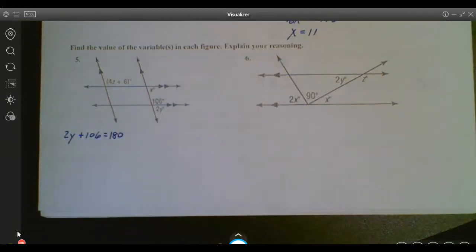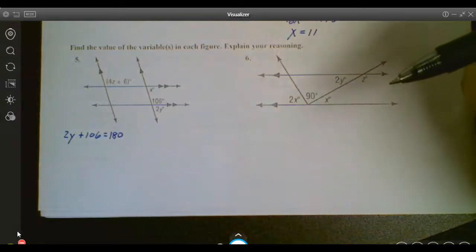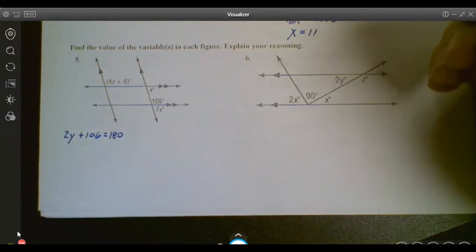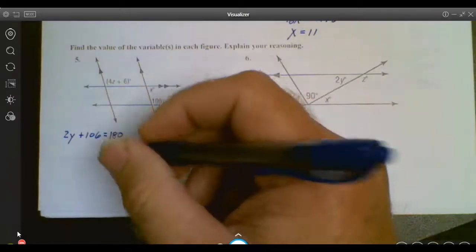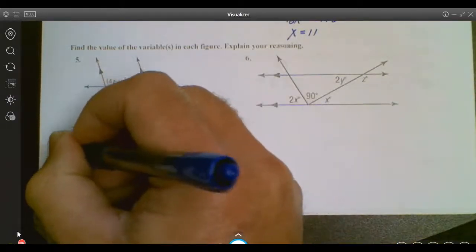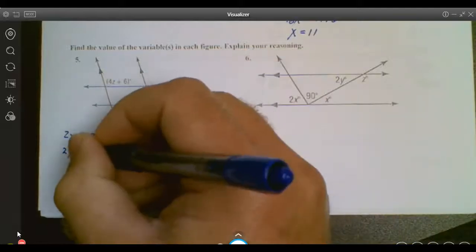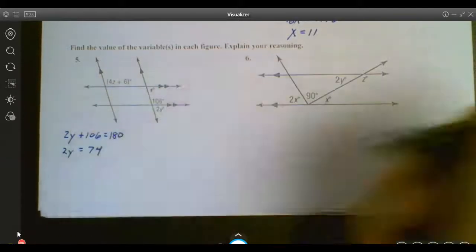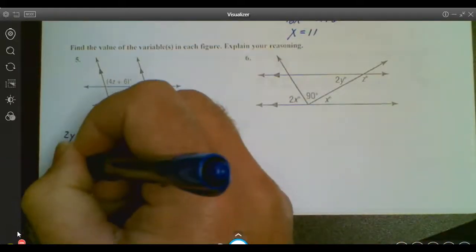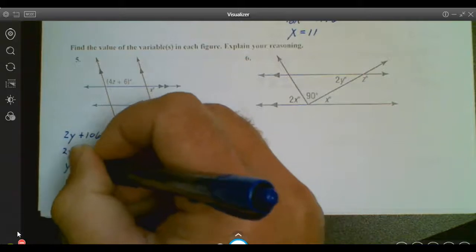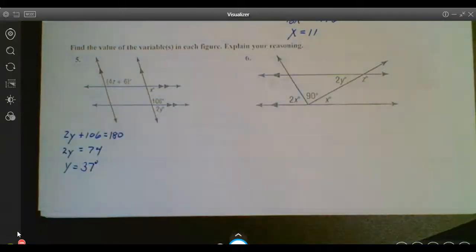And you could either say linear pair postulate, or you could say supplement theorem. That's what we learned at the end of chapter 2. That works. So there's actually a couple different reasons we can use at this point. So if we go on to solve for y, subtract your 106, and I get 74. Divide, and we get y is 37. So we now know that the value of y is 37.